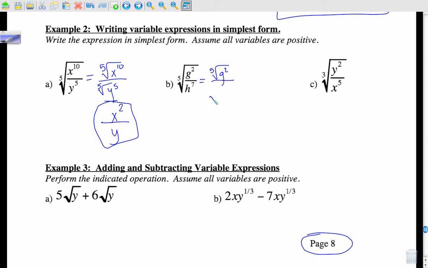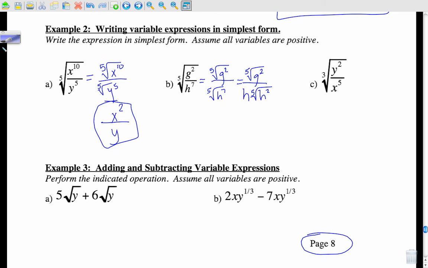If I split this, I get the 5th root of g squared all over the 5th root of h to the 7th. Now, this g squared is not big enough to go into this 5, so I'm going to just leave it the way it is, 5th root g squared. But on this bottom, 7 divided by 5 is 1, so I could take 1 h out, and there are 2 remaining, using the rules we had up here.